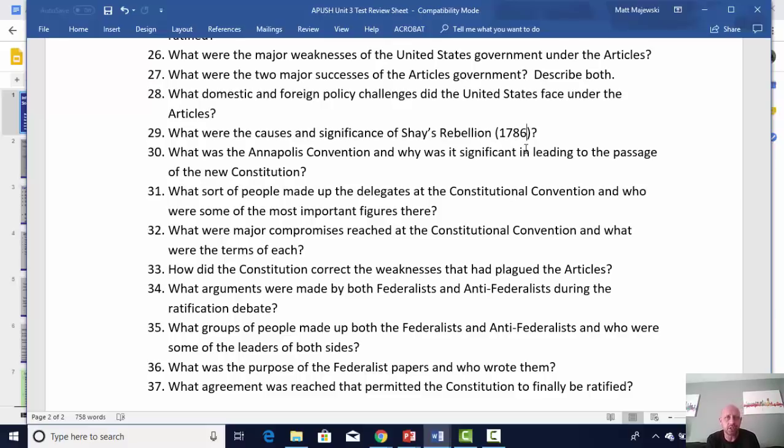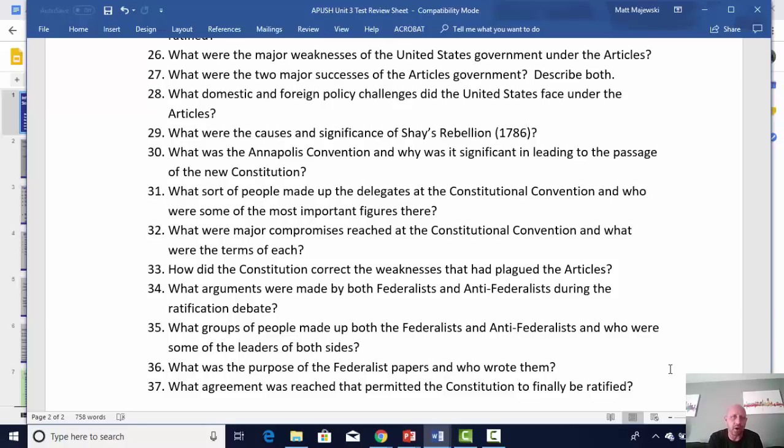31, what sort of people made up the delegates at the Constitutional Convention? White, male, educated, generally wealthy, and so, you know, it's by folks who were scared by Shay's Rebellion. Those are the ones who really are responsible for the new Constitution. 12 of 13 colonies were represented, if you remember.